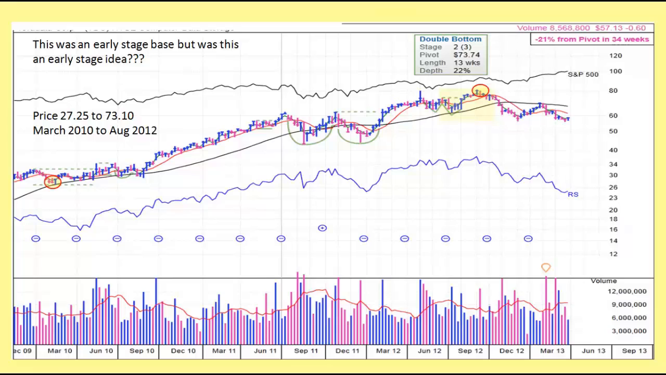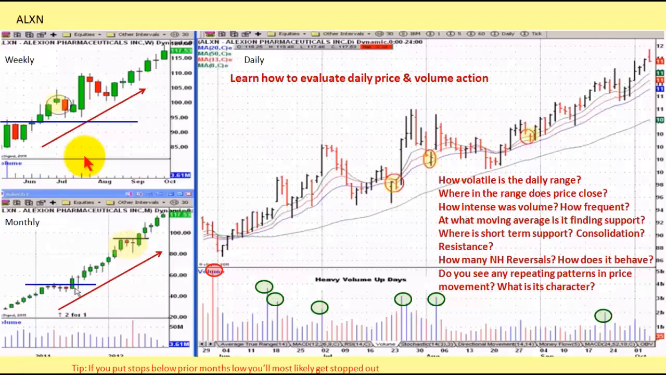Something you also want to keep in mind when you're looking at stocks and bases and trying to determine accumulation and distribution is you may be looking at a stock that has an early stage base, but is it an early stage idea? Here's an example of a stock. It broke out from a price of $27.25 and went all the way up to about $73. The run was from 2010 to 2012. So was this an early stage idea and an early stage base? The answer is no, because it ran up over 268% and it ran up for 30 months.